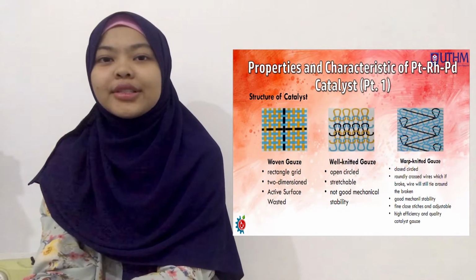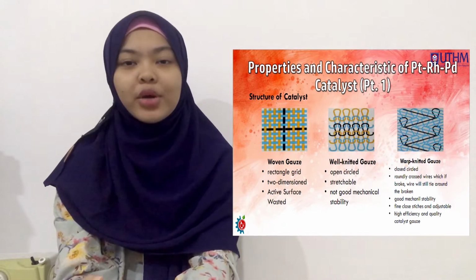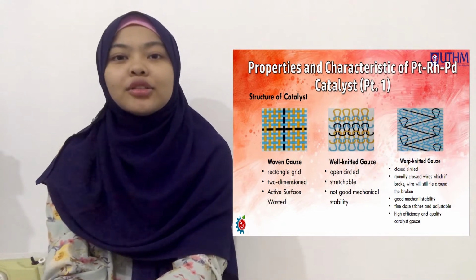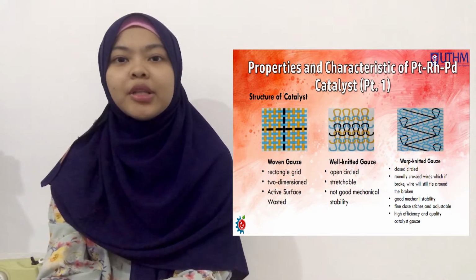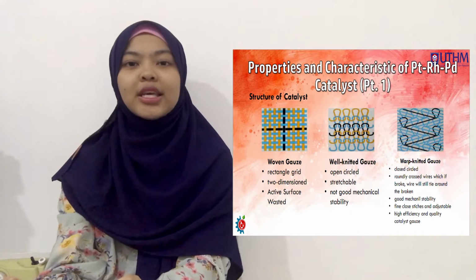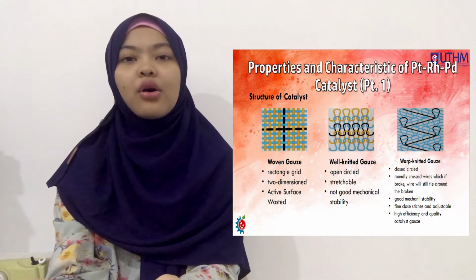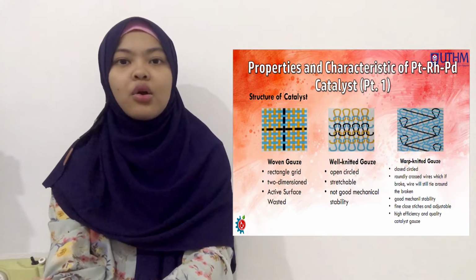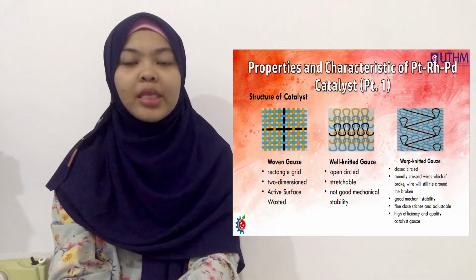Properties and characteristics of platinum, rhodium and palladium catalysts, part 1. The structure of catalysts. There are 3 designs of catalyst gauze experimented for their efficiency in nitric acid production. It is in the structure of a heterogeneous catalyst, where the catalyst gauze is arranged in the form of a pad.